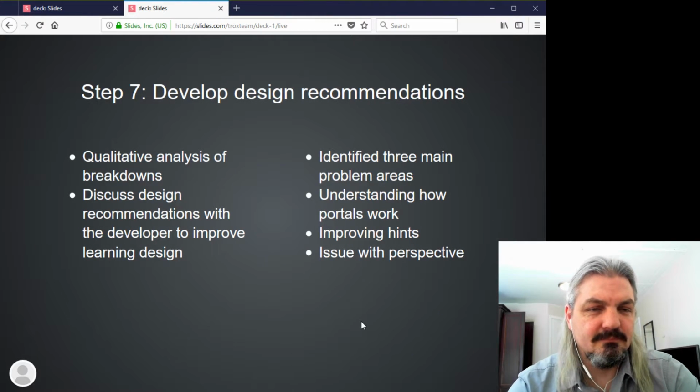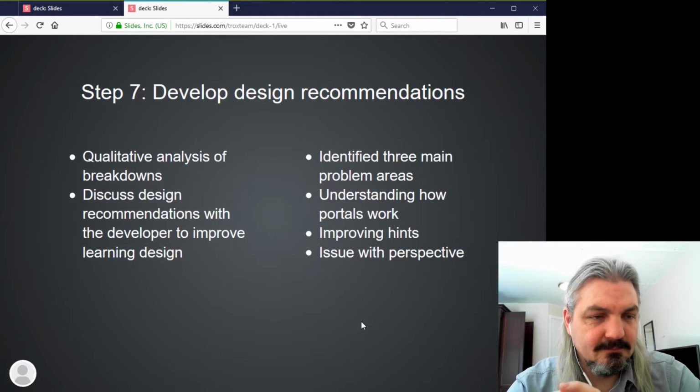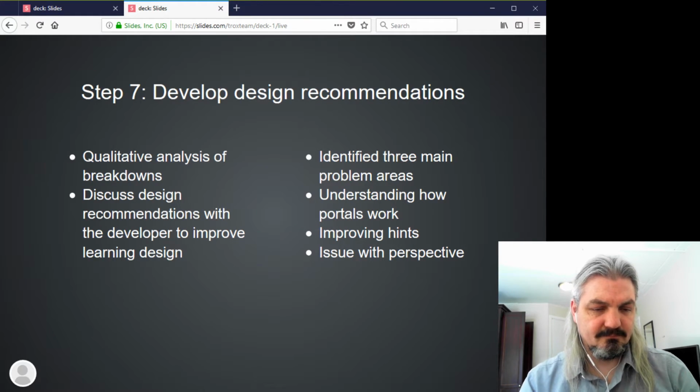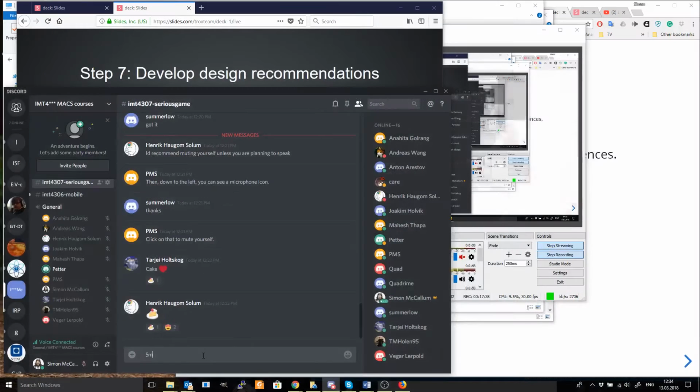So then after you've analyzed all the problems, you have to come up with your design recommendations. That's the last step. So you have to base this off the qualitative analysis of the breakdowns that occurred. And then when you have a list of recommendations to improve the design, you should go discuss the design with the developers so that they can improve their learning design and hopefully avoid these problems.